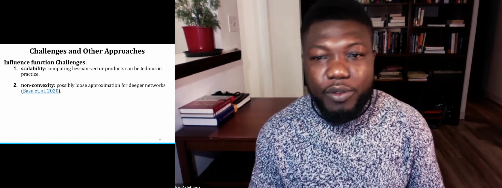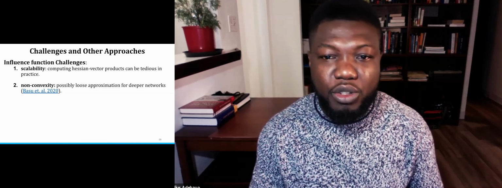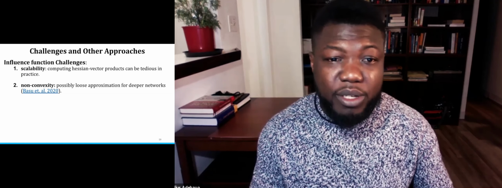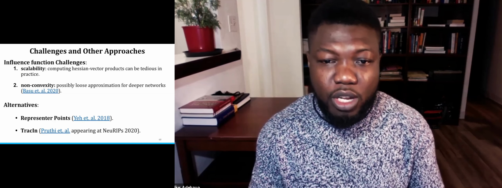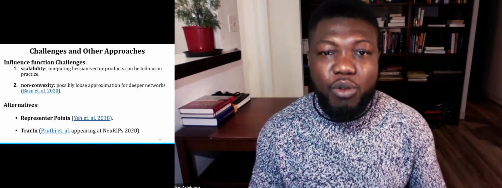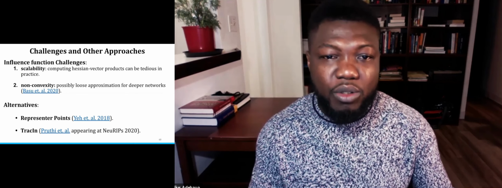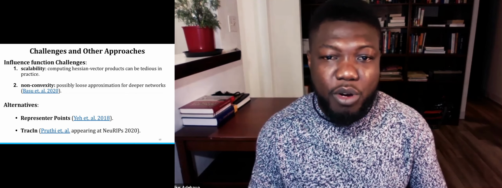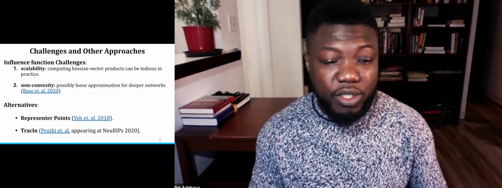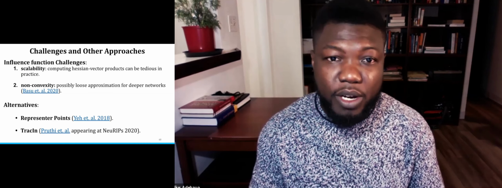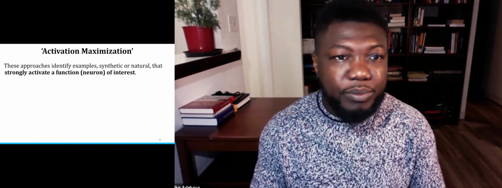And so there are a few challenges. One, it can be difficult to scale this influence function computation to models that have millions of parameters. And then there could be an issue with deeper models due to non-convexity. More recently, there have been several other approaches that also try to answer the training point ranking question. Representer points by Yeh et al. and the recent work TracIn by Pruthi et al., which appeared at NeurIPS 2020, are also alternatives.